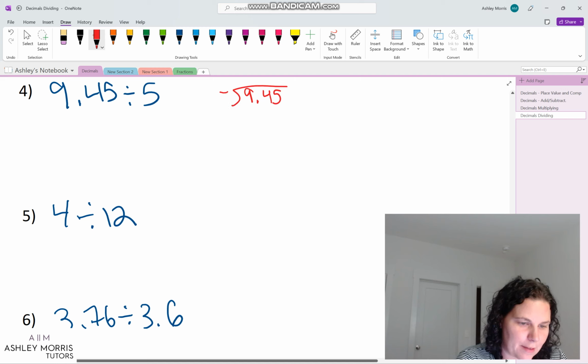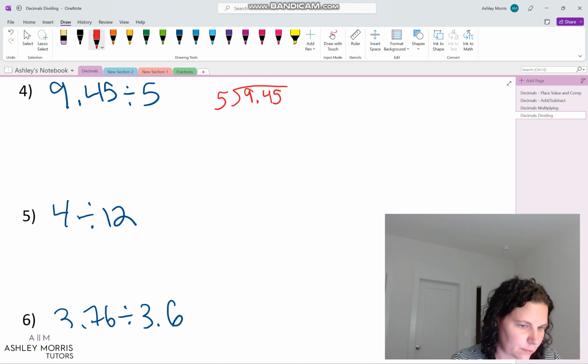9.45 divided by 5. Nice. There's no decimal outside, so we don't have to worry about that. And 5 goes into 9 one time. And you get 4 left over. Bring up that decimal. Bring down that 4.